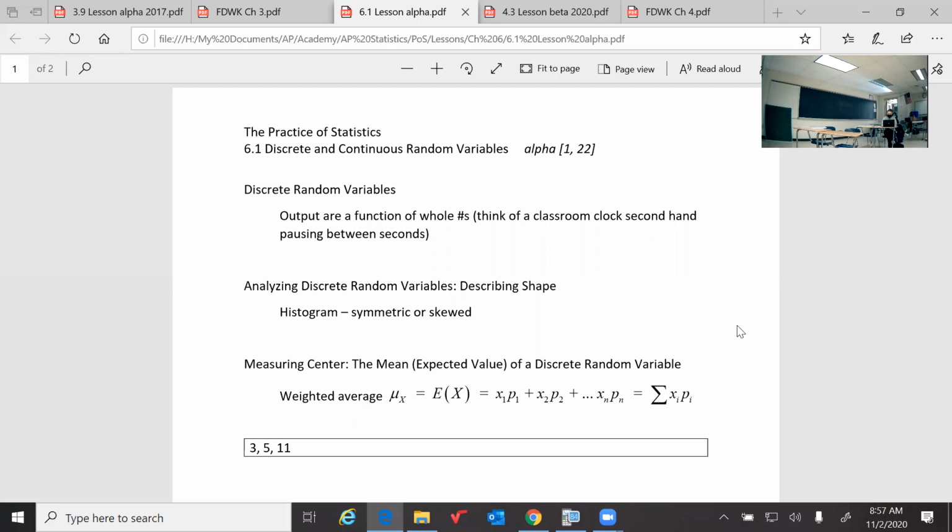And then one way to do it is a histogram. We want to describe the shape of the histogram. We talked about these being univariate data. When we describe univariate data, we talk about center, shape, and spread, the variability. This is the shape, here's the center. The mean is a weighted mean. We'll go over an example of what that's like, okay? So we're just going to go to 3 questions: 3, 5, and 11.